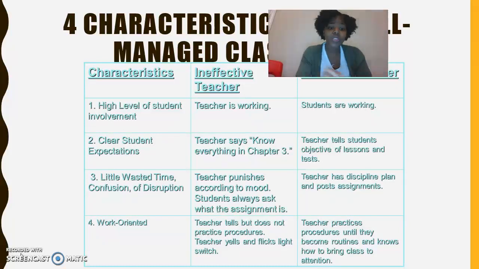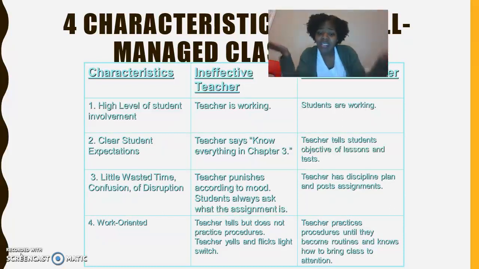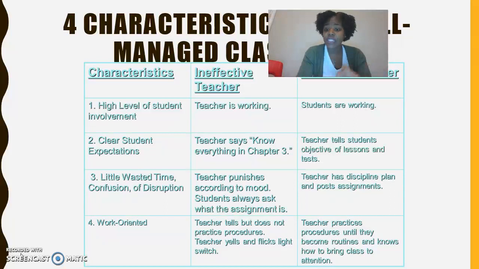Number 3: little wasted time, confusion, or disruption. An ineffective teacher punishes according to the mood, and then the students always ask, Miss Parker, what am I supposed to be doing? That's ineffective. The effective teacher has a discipline plan and has posted the assignment so the students know, again, what they're supposed to be doing and how they are supposed to do it.